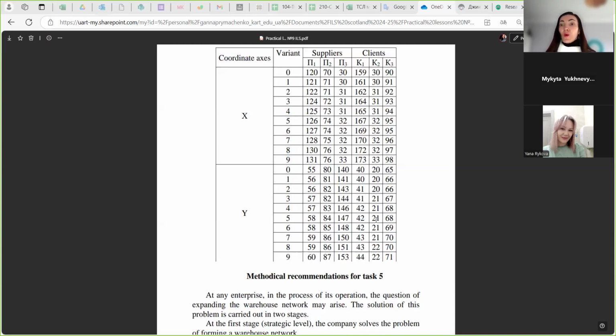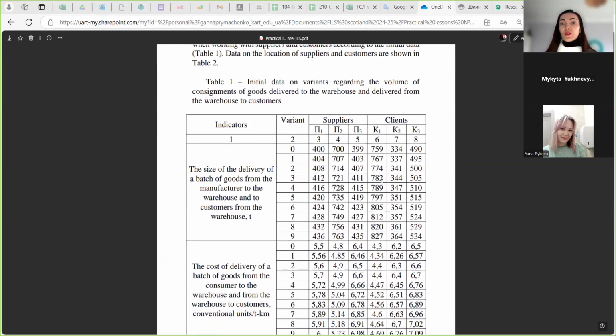And our last parameter is the volume of cargo which we need to deliver for the second client, and it is in our second column from the end and our third line. For variant 0, for example, it is 334. For the first variant, it is 337. For the second variant, it is 341. Now find it for your variant, please.